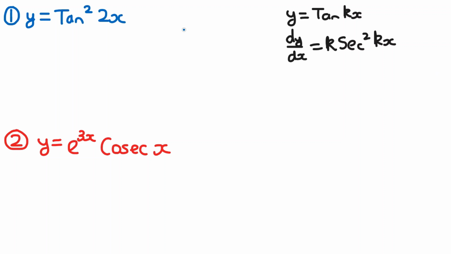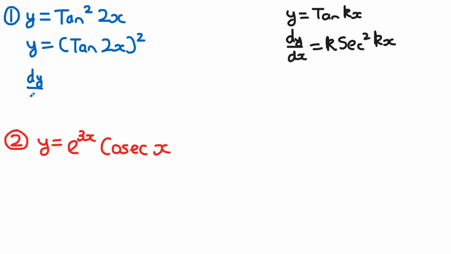It might be a bit clearer to see this if we write it in this format here. The inner function is this tan 2x, and the outer function is this power of 2 here. So we need to use the chain rule. Remember, the chain rule is the inner function differentiated multiplied by the outer function differentiated.